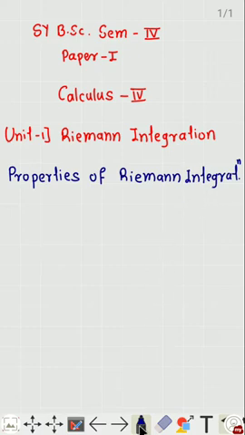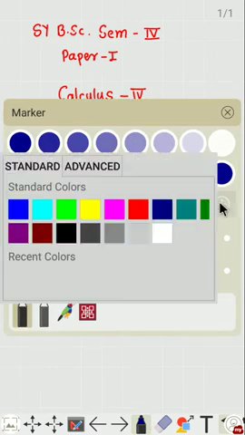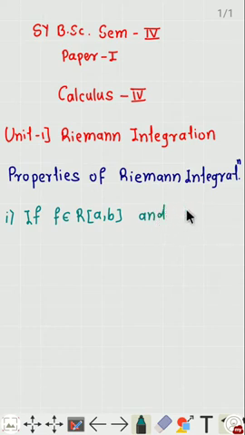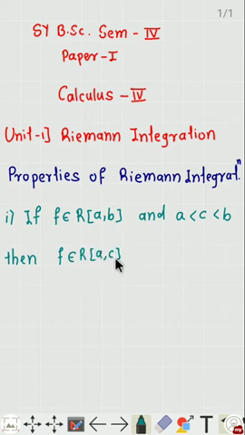So our first property of Riemann integration is: if f is a Riemann integrable function on closed interval [a, b] and c is greater than a, less than b, c lies between a and b, then f is Riemann integrable on closed interval [a, c] and f is Riemann integrable on closed interval [c, b].